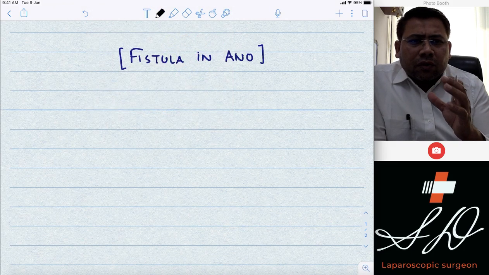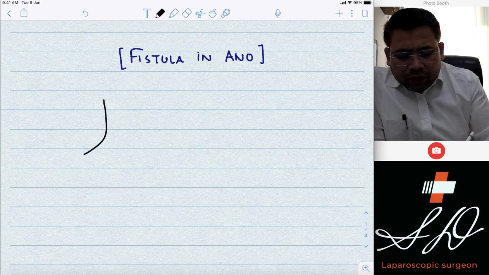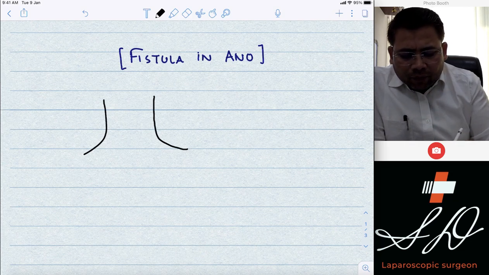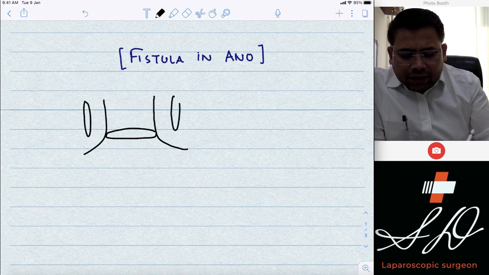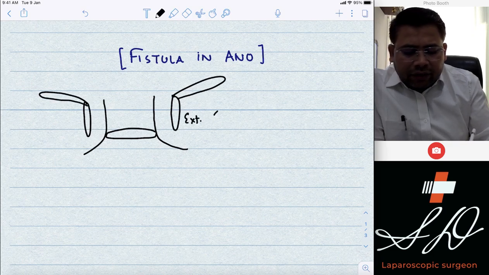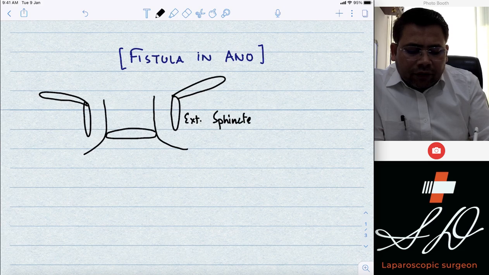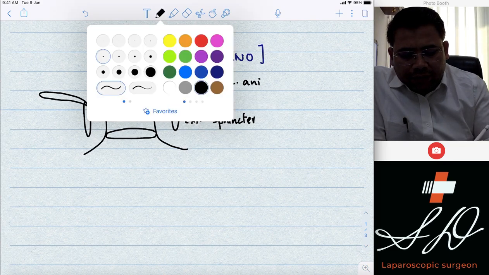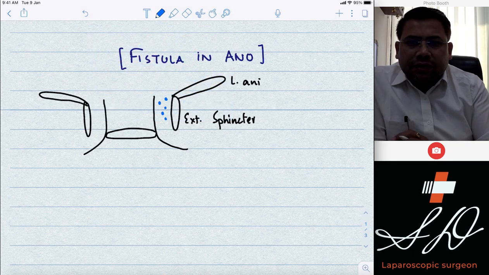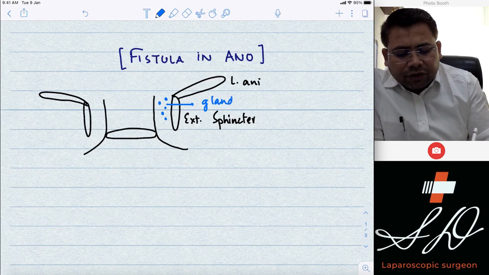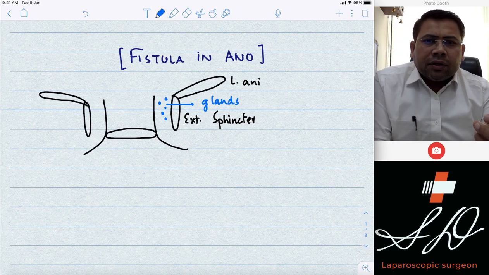So if you talk about the concept of fistula in ano, what is it? Let us see the basic anatomy of the anus and anal canal. This is known as the anal verge, and here is the external sphincter, which is a continuation of the levator ani. And here we have a lot of glands. This is cryptoglandular tissue. These are glands, and glands have the function of secreting out some secretions.